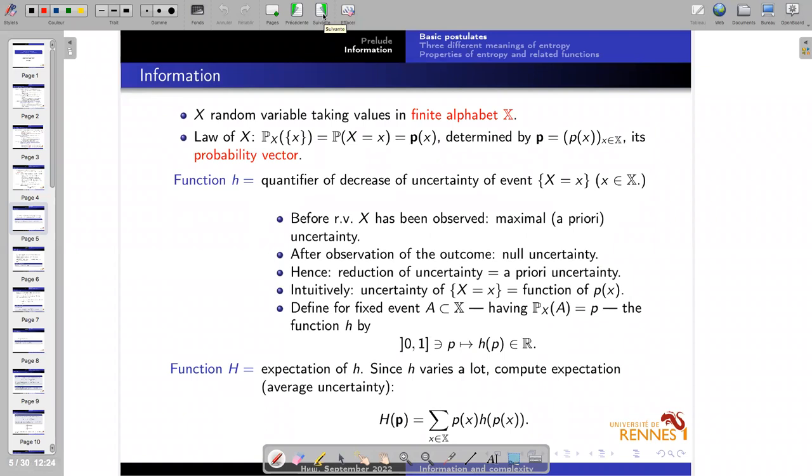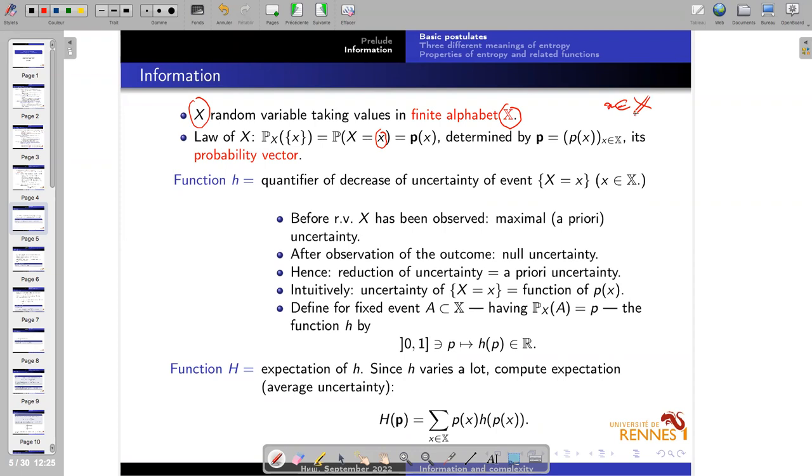So let's start with information. How to define it? You consider a random variable taking values in some finite alphabet. And the law of the random variable is the probability that it takes outcome small x. A notation: capital X calligraphic is the alphabet, capital X is the random variable, and small x is the value of the random variable, the value it takes, the outcomes of the random variable. So small x's are elements of this set, of this alphabet.